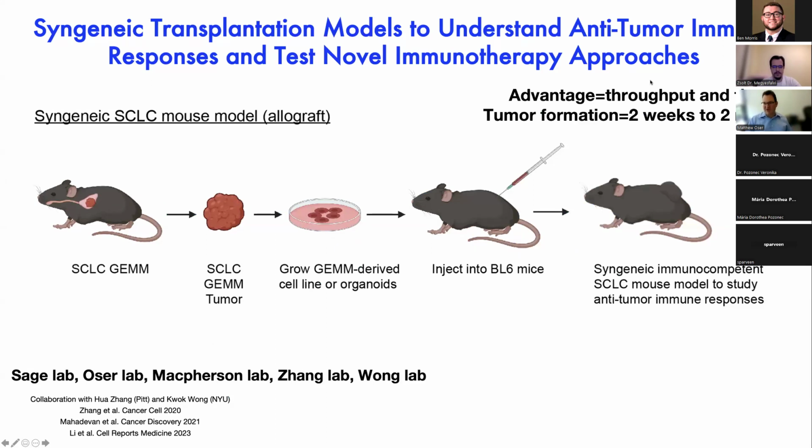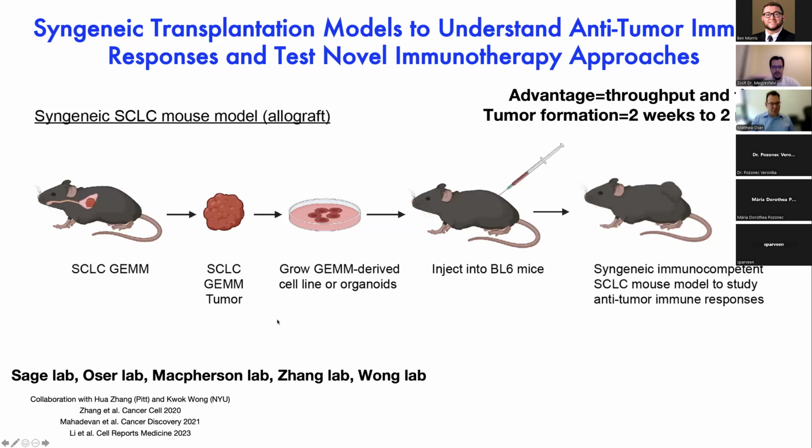One of the big advantages is the throughput, right? If you make an allograft, you can inject that same allograft into many, many mice all at once. And then the latency: for tumor formation in the CRISPR model, as I mentioned, it's 8 or 9 months. In these models, we have tumors forming as early as 10 days to 2 weeks. Several labs have adapted this over the years. I'm just listing some of them here.